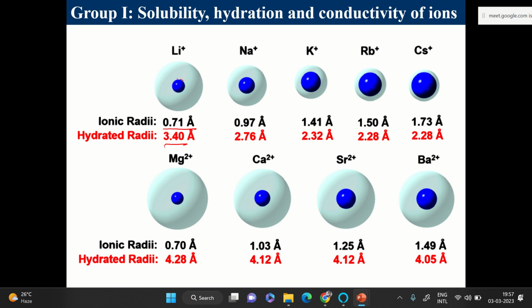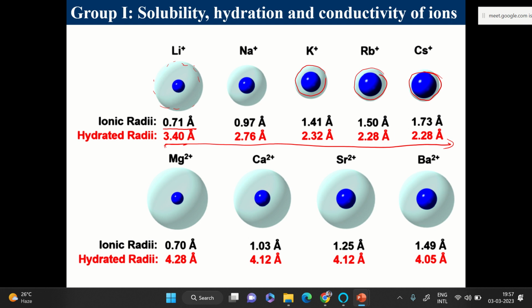So the blue circle that you are seeing is the ionic radius, the pure ion, and this white thing that you are seeing is the overall hydrated ion. So gradually, left to right, the blue dots are increasing, but the white shell, the hydration shell, is shrinking, becoming smaller and smaller. So this trend is important. It is the hydrated radius which determines the conductivity of the solution.